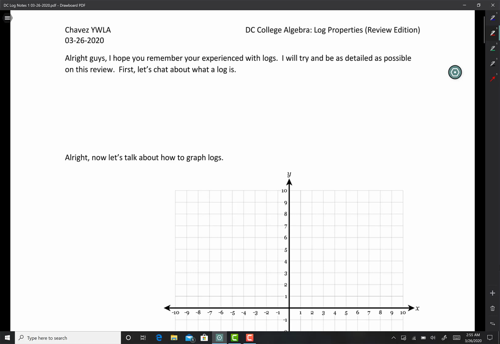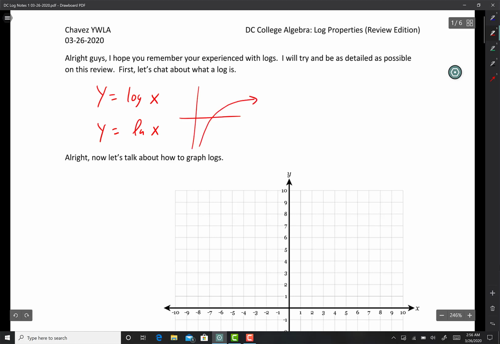What is a log? A log really is just the inverse of an exponential. So if I tell you y equals log of x, this is called a common log, guys. The base is 10. And then y equals ln of x. This is called a natural log. They're both going to look more or less the same. You have a vertical asymptote at x equals 0.